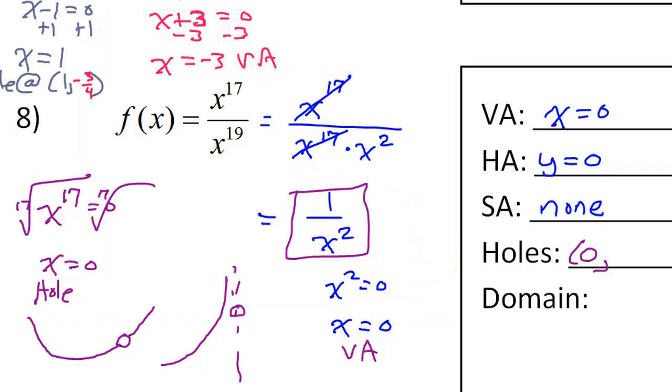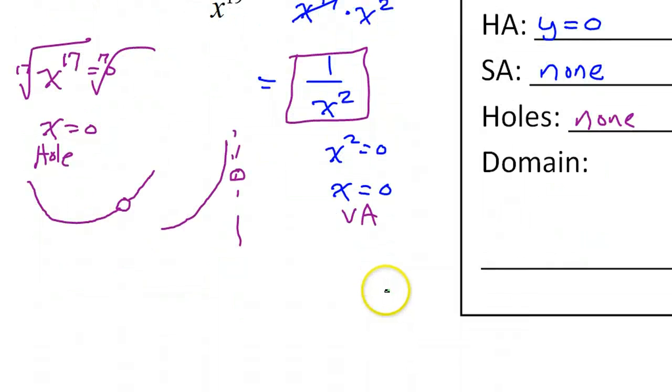So there, you can't call this a hole, even though it canceled out. It's already a vertical asymptote, so you can't have a hole where you have a vertical asymptote. You can't have a hole at a place that's already undefined. Even if you cancel out the hole, it's still undefined. So there's no hole, it's just a vertical asymptote.